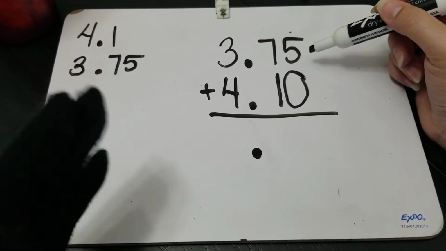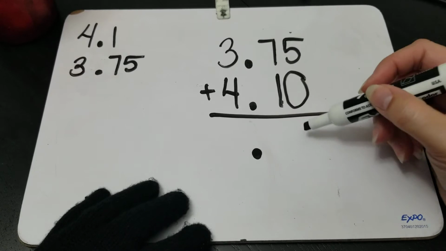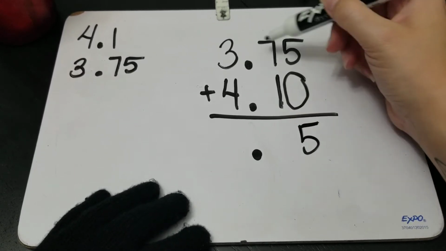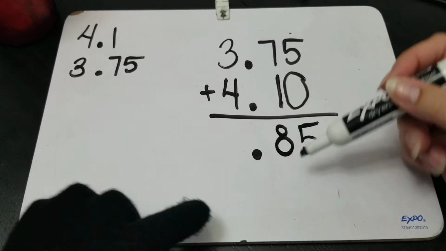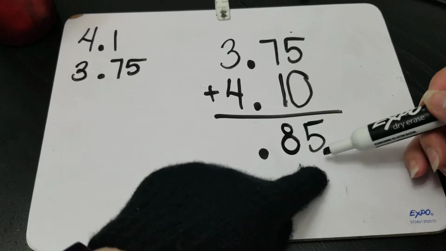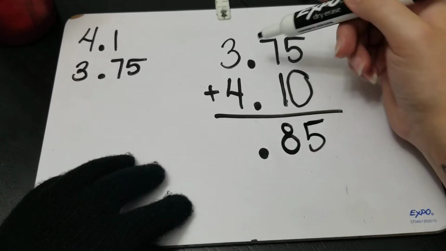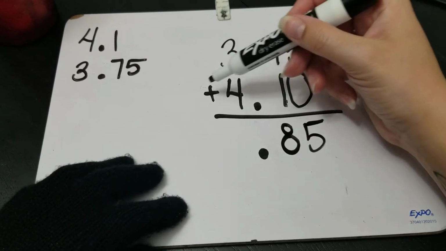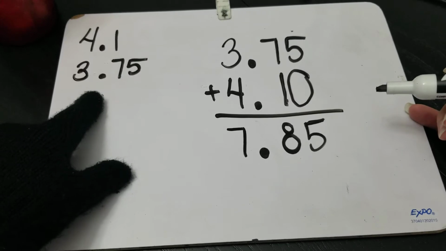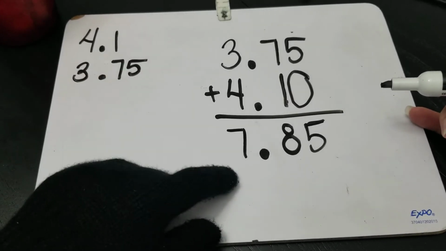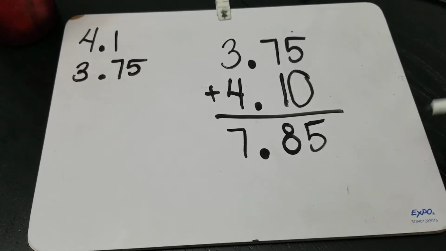Then we add just like normal. 5 plus 0 makes 5. 7 plus 1 is 8. Now you can see I have 8 tenths and 5 hundredths. The decimal's already added. 3 plus 4 makes 7. So that meant that 3.75 and 4.1 made 7.85.